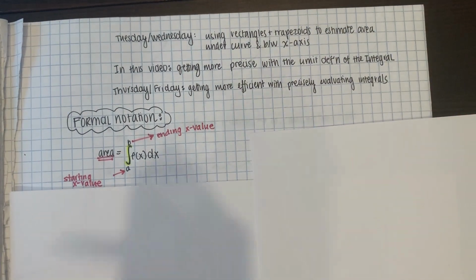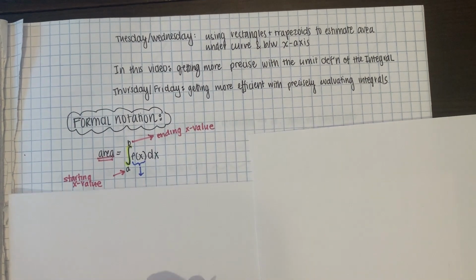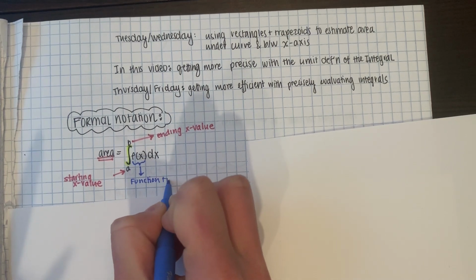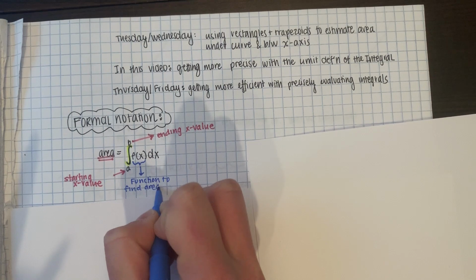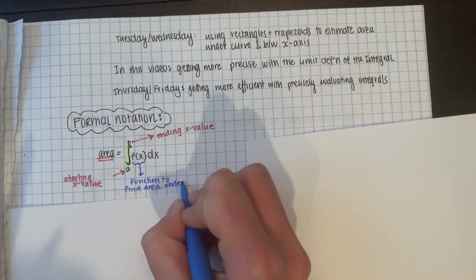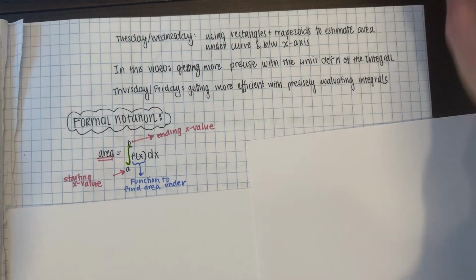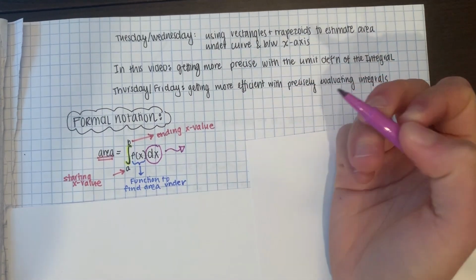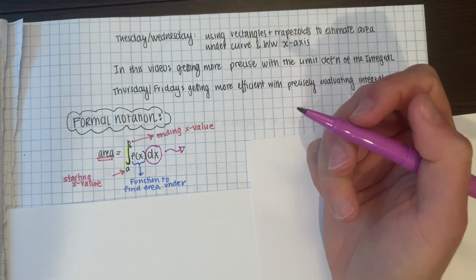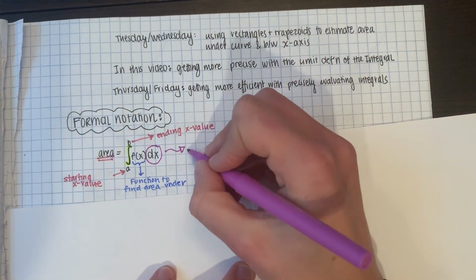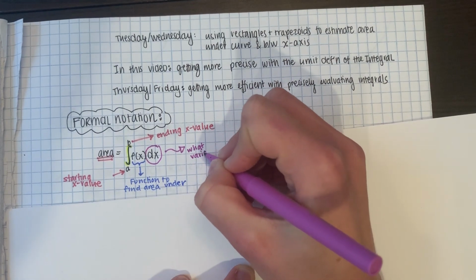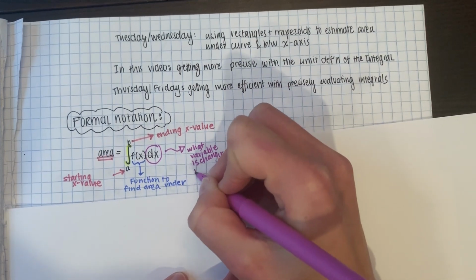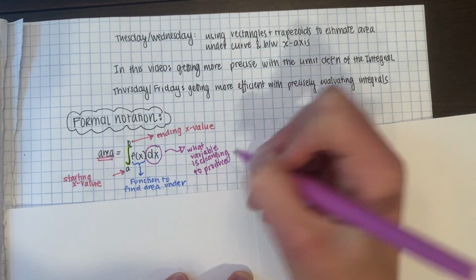The piece in the middle, this f of x, this is the function to find the area underneath. And this last piece of the integral is this dx, and this tells us what variable is changing value to produce us accumulating area. So what variable is changing to produce area accumulated?